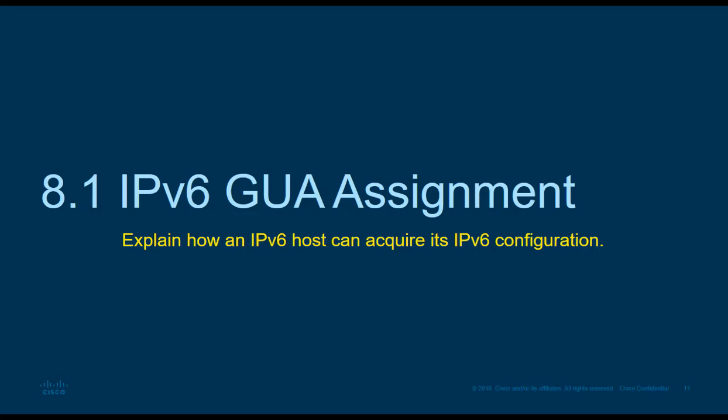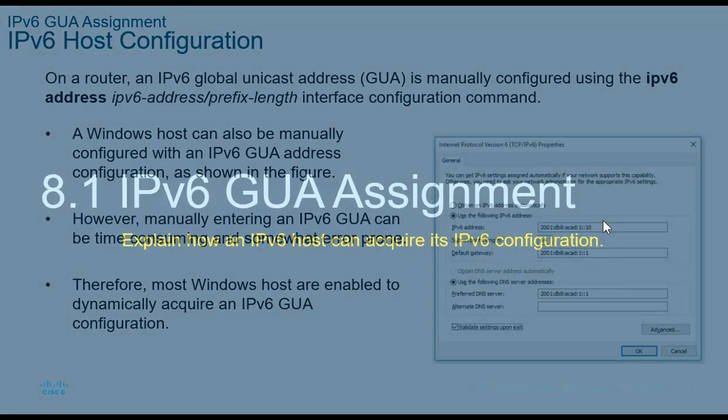Lesson 1 for Module 8, IPv6 GUA assignment, or Global Unicast Address assignment. The objective of this lesson is to help you be able to explain how an IPv6 host can acquire its IPv6 configuration. We're referring to an IPv6-enabled laptop, desktop, mobile device, printer, or any end device. As long as it's IPv6 enabled, how does it acquire its IPv6 configuration from the network? In this lesson, we help you understand how that is done.